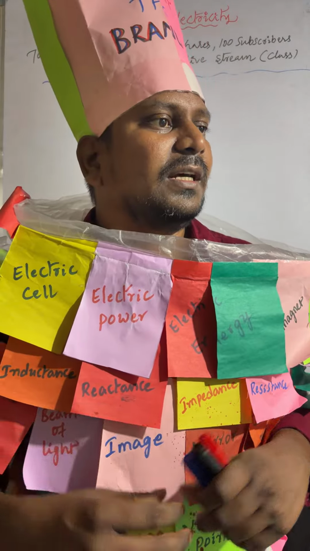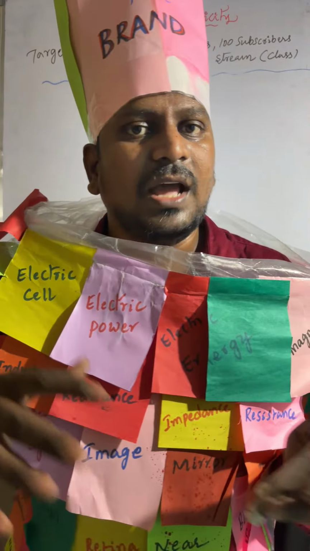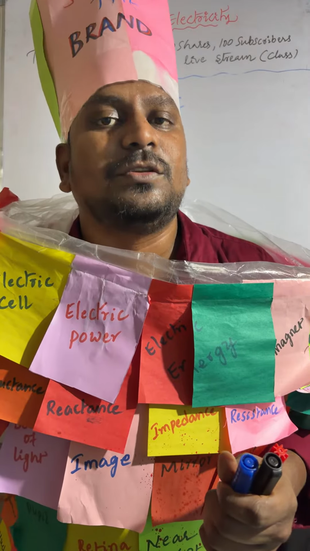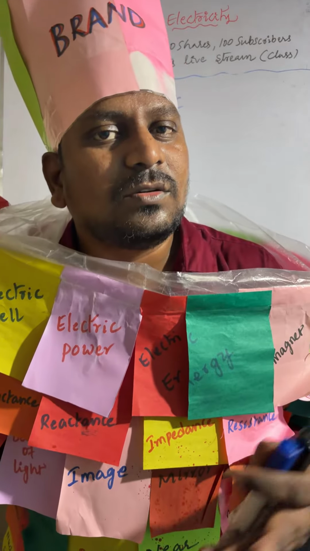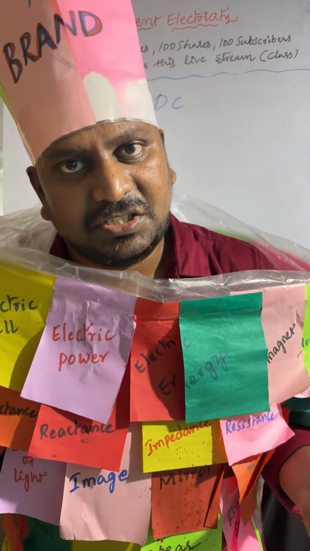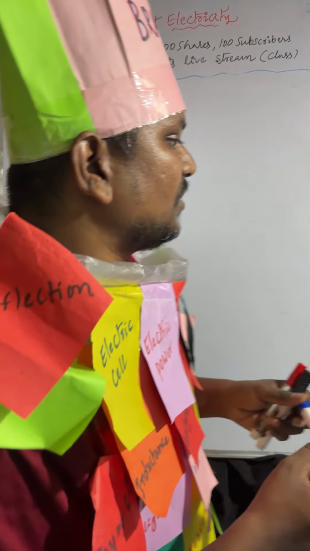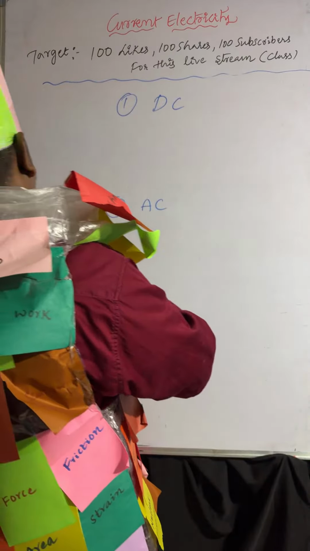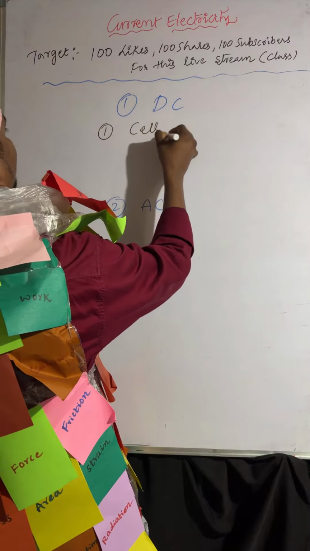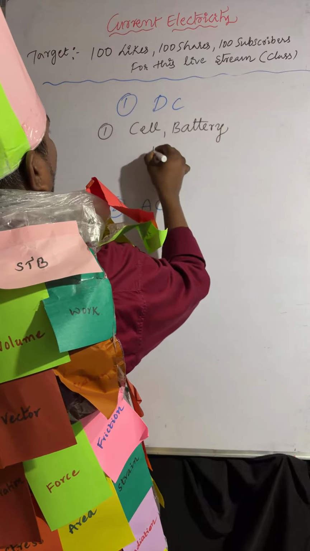The magnitude and direction of current does not change with respect to time. That current is called DC. Examples: cell, battery, and DC dynamo.